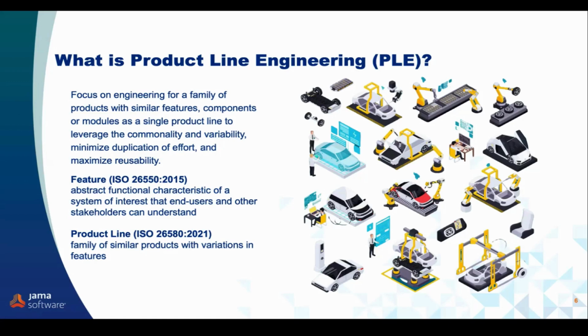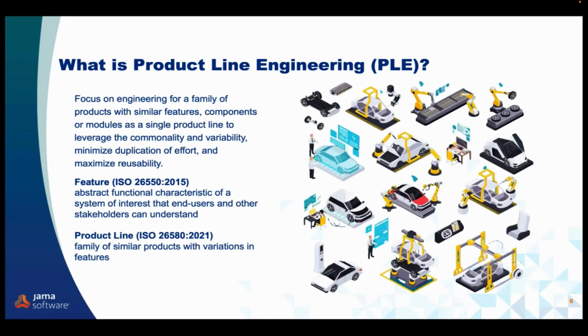Now, a couple of definitions that go along with that from the standards for product line engineering. From ISO 26550, the definition of a feature would be an abstract functional characteristic of a system of interest that end users and other stakeholders can understand. And from the feature-based product line engineering standard, ISO 26580, a product line would be a family of similar products with variations in features.